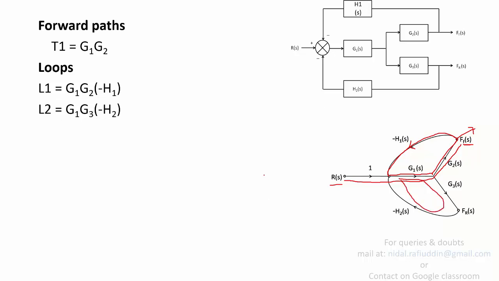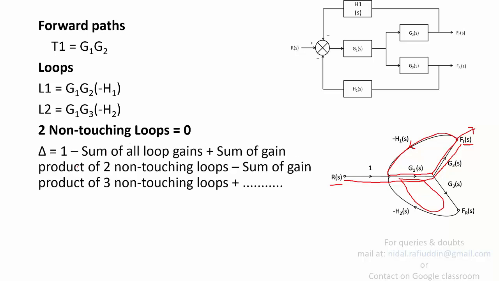Apart from these two loops, there is no other loop. These two loops are not non-touching, they are touching each other, and thus for the expression of two non-touching loops, you have 0. Then you find delta. Delta is given by 1 minus the sum of all loop gains plus the sum of gain products of two non-touching loops, and in this case the two non-touching loops term corresponds to 0, and thus you get delta as 1 minus L1 plus L2 only, which is given by this particular expression.